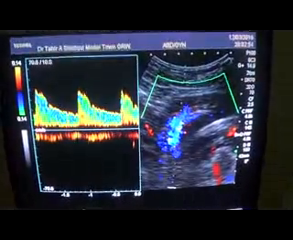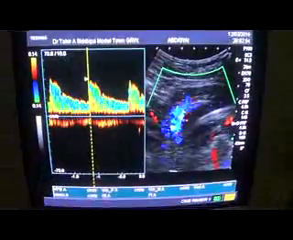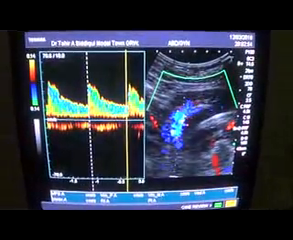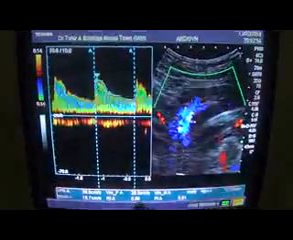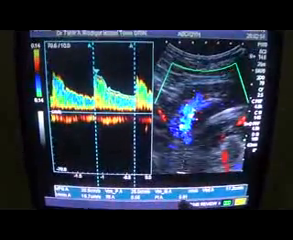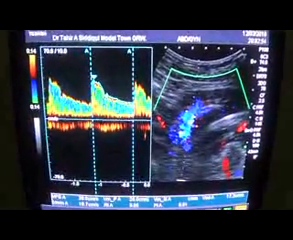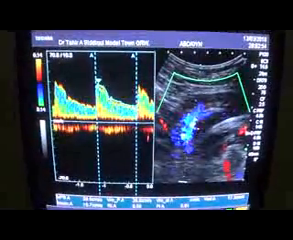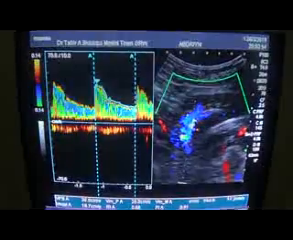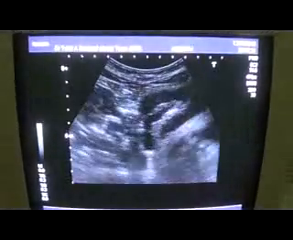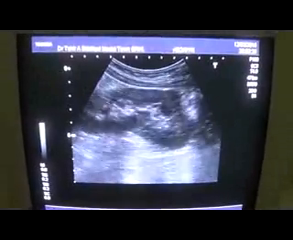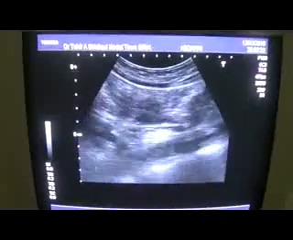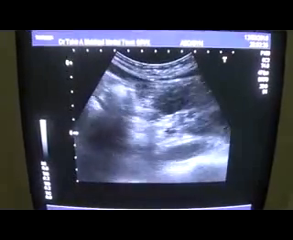Now here is the renal artery, where the resistive index is 0.56, pulsatility index is 0.91. Here it is normal. The waveform is normal. The pulsatility index and the resistive index are normal. So anyway, the kidney is doing good. The only thing is that it has been displaced. And see, it's close to the aorta. How close it is to the aorta.